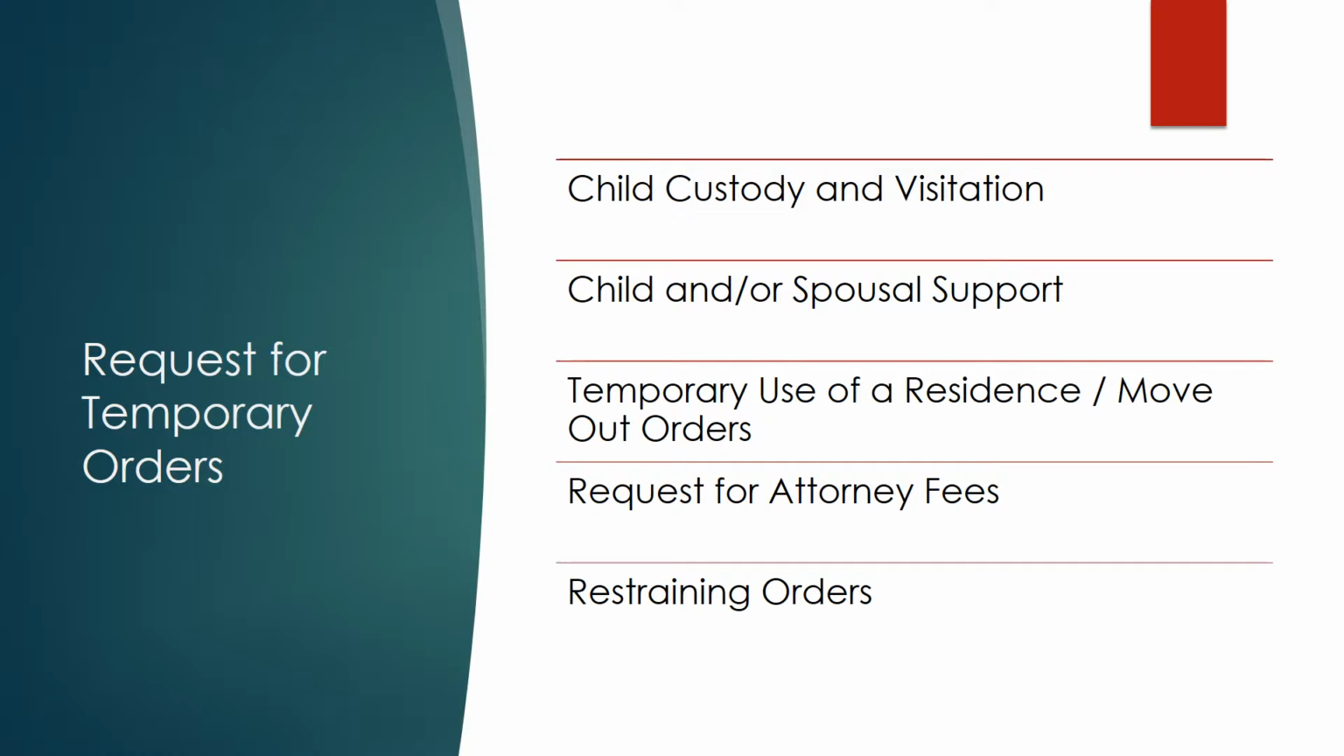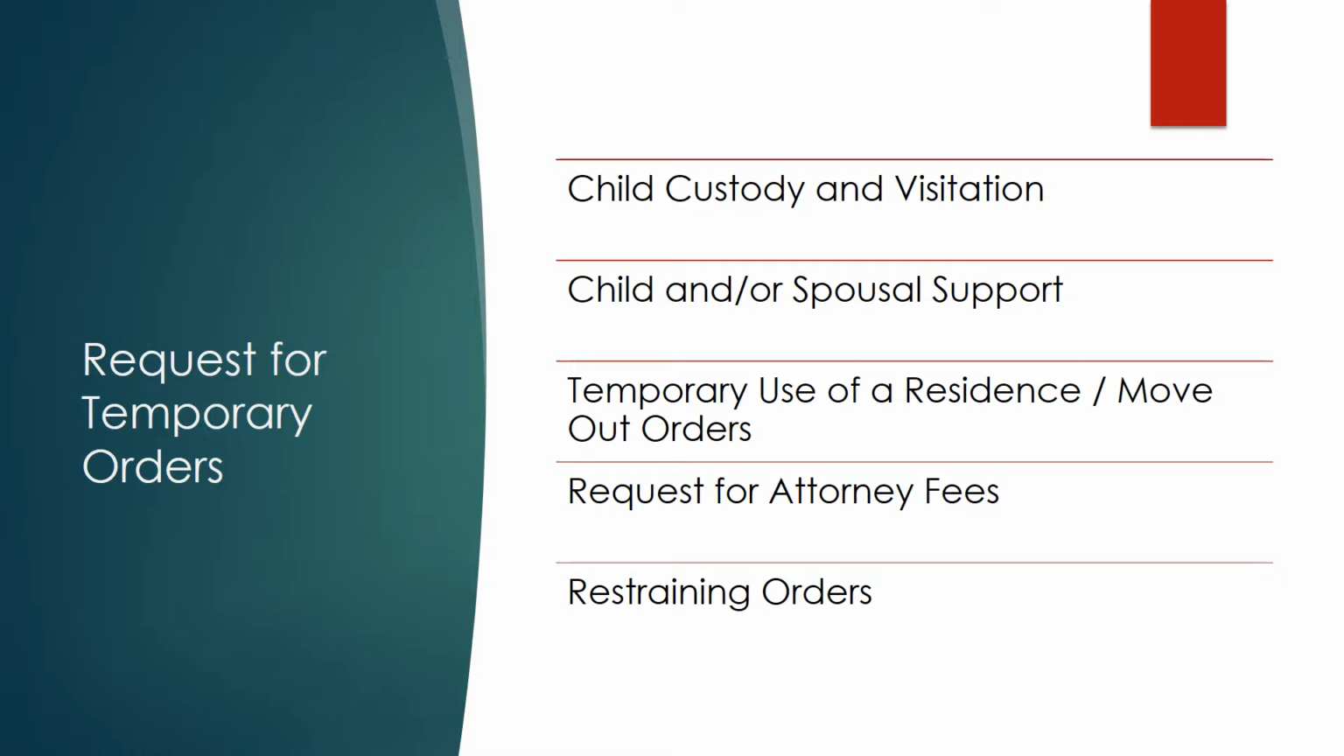After the initial pleadings, and even before a response is filed, either side can file a request for temporary order. Now, these temporary orders deal with a wide range of subjects, including child custody and visitation, child or spousal support. In situations where the couple's living together and there's been issues between them, one party can even ask for exclusive use of the residence and ask that the court orders the other party to leave the residence.